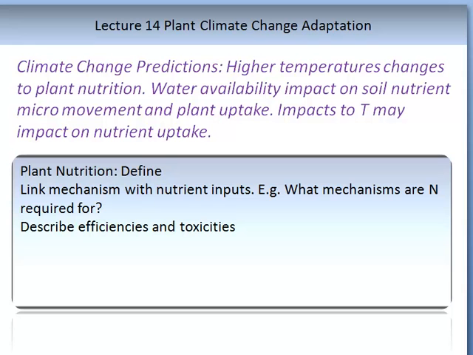When interpreting an exam question on plant nutrition, it is best to start with a definition. Try to link the various nutrient inputs with different mechanisms. That is, do you understand what mechanisms use nitrogen, for example? Could you list them? Could you also describe the efficiencies and the toxicities? There are many examples given throughout this subject.